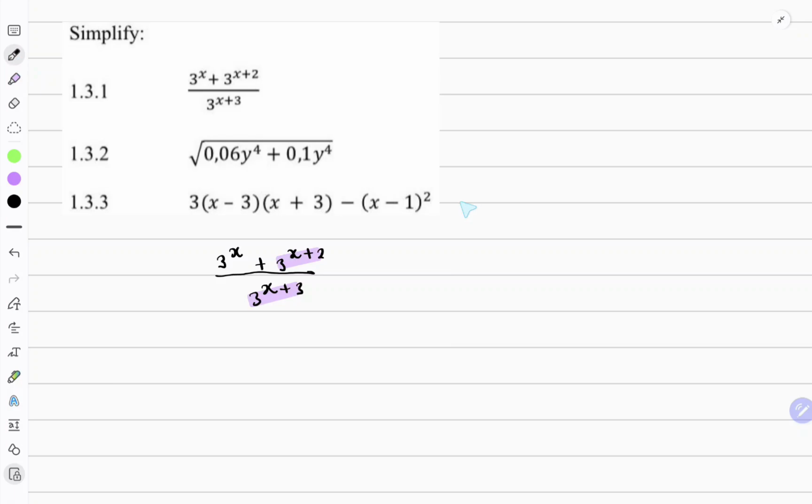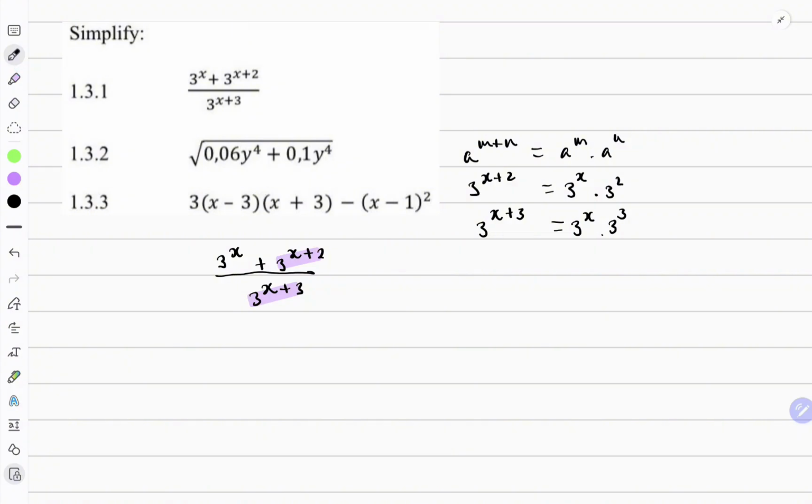So the product rule states that a to the power of m plus n is equal to a to the power of m times a to the power of n. So likewise, 3 to the power of x plus 2 should be 3 to the power of x times 3 to the power of 2. And similarly, 3 to the power of x plus 3 should be 3 to the power of x times 3 to the power of 3.